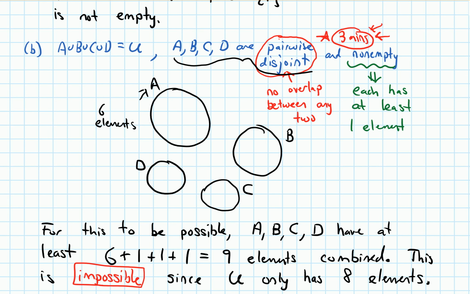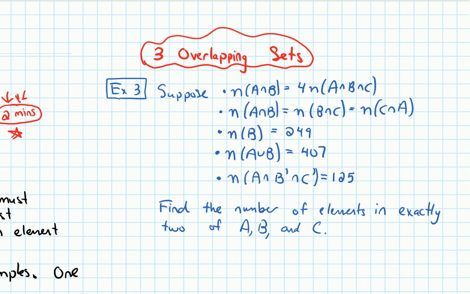And we've shown that if this were possible, A, B, C, and D combined would need to have 9 elements. And there's no overlap between any of the circles, so it's not like we'd be counting any of these elements twice. And that makes this impossible. So in the next video, we will do an example with 3 overlapping sets.